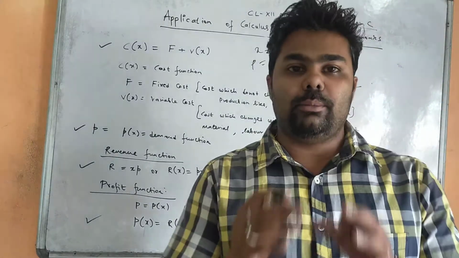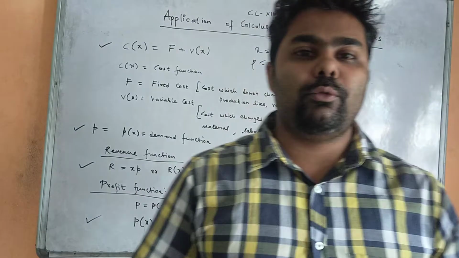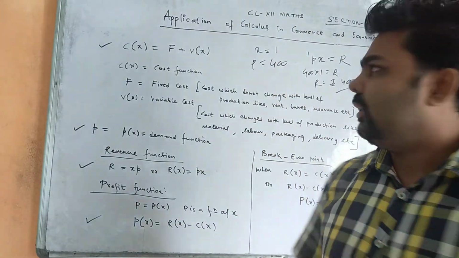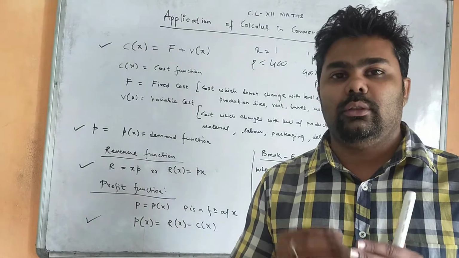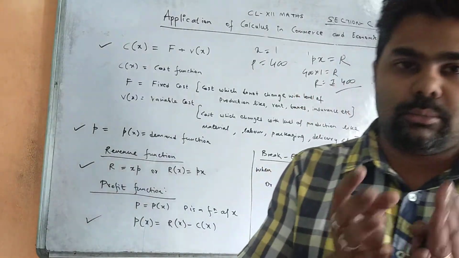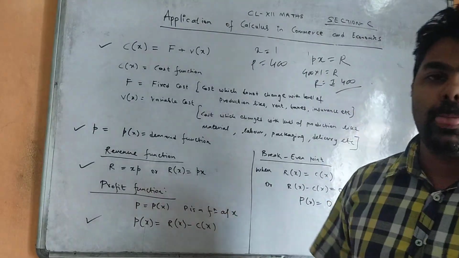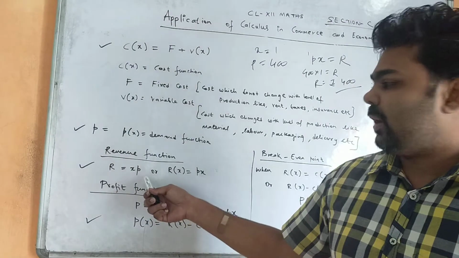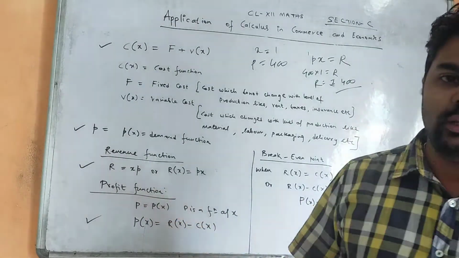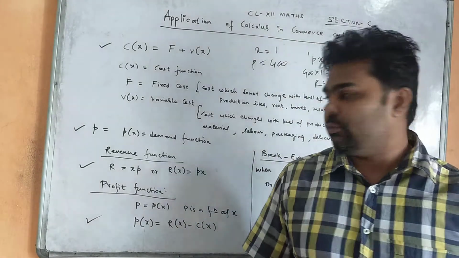Revenue value means the money which you will be getting after selling that product, right? So if you are selling x chairs, then this will be 400x, right? So revenue means the money which you are getting from the market after selling, that comes under the revenue function. So the revenue function is given by x into price per unit, or x into the demand function. If demand will be more, then the price will be more. If demand will be less, then the price will be less.